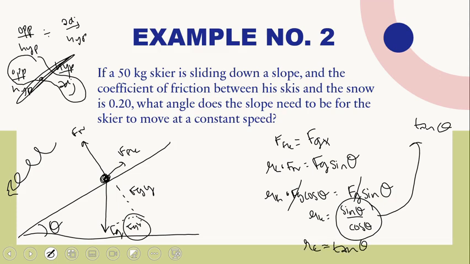Now, if we plug in the value for mu k and do some inverse trig, we have 0.20, which is mu k. If we take the tan inverse of that, that is going to equal theta. And calculating that, we get that theta is equal to 11 degrees. And make sure you're in degree mode.